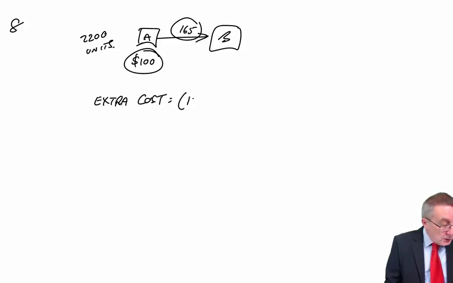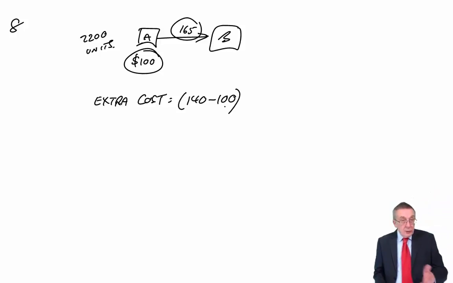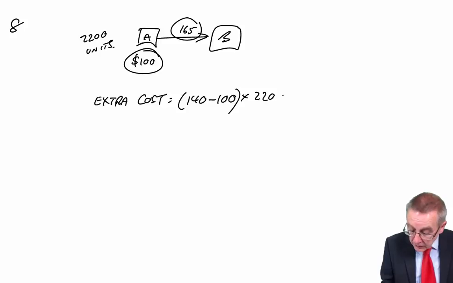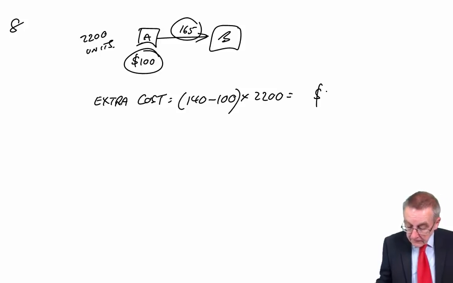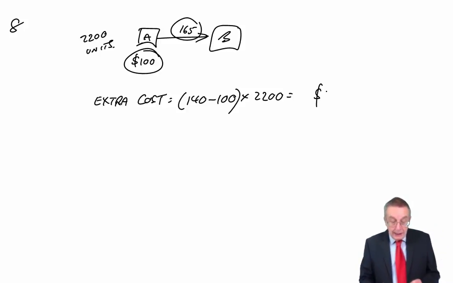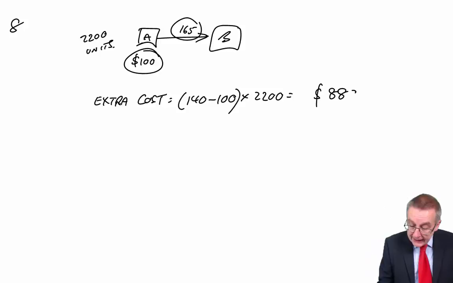Every unit will cost the group 140. At the moment it only costs us 100 for A to make. So it'd be $40 extra on every unit, and over the year 2,200 units. So over the year, 40 times 2,200, it'll cost the group $88,000.